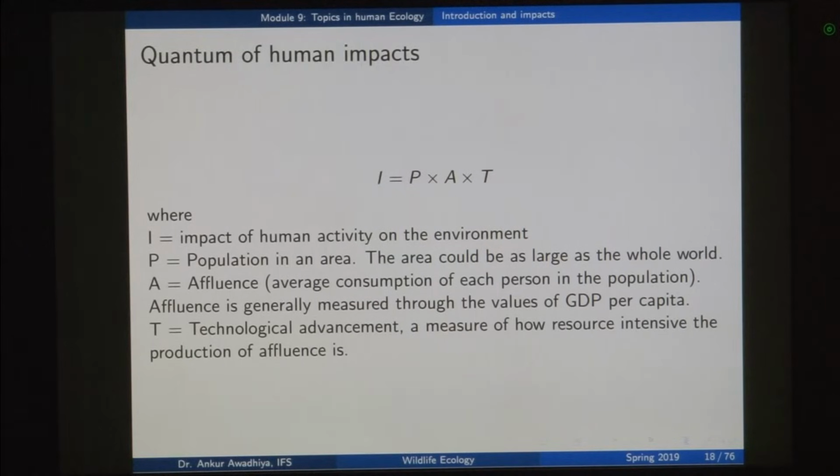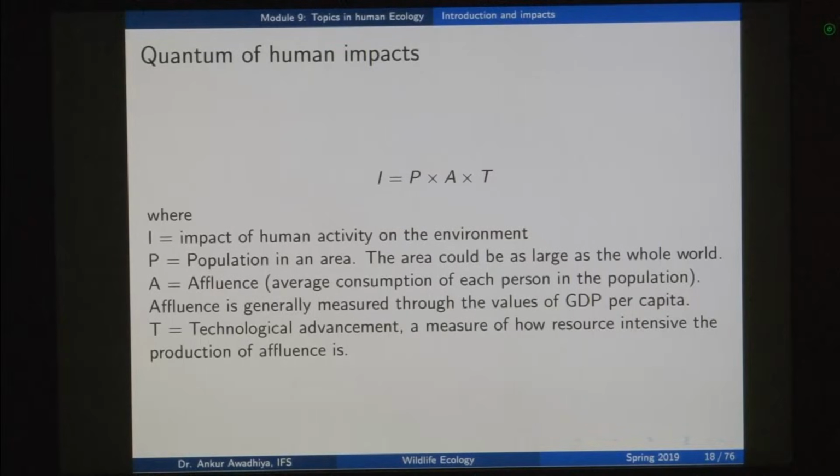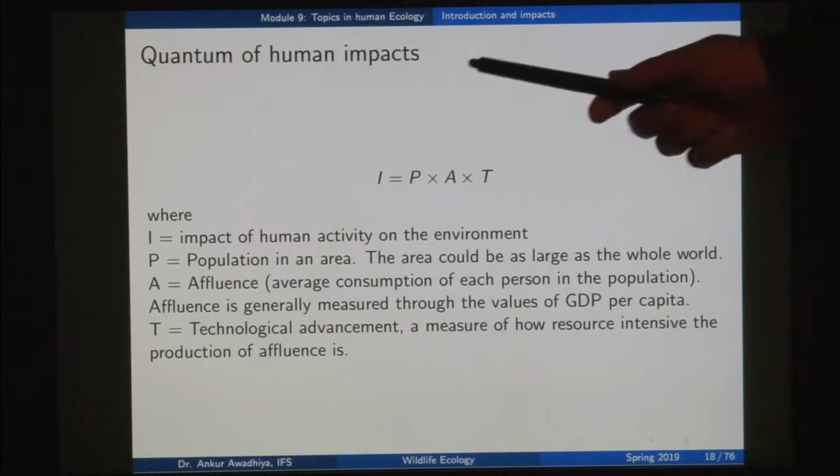So, if we are talking about, say, the requirement of food grains, now food grains can be produced with the old technique, which was more or less some sort of organic farming with some manures put into the system, or because of technological advances we can make more and more use of pesticides and fertilizers. So, here T will tell us that for the same number of people, for the same requirements, you can produce these food grains either in an organic manner or by using pesticides and fertilizers. So, the amount of technological advancement also plays a big role in the quantum of human impacts on the environment.